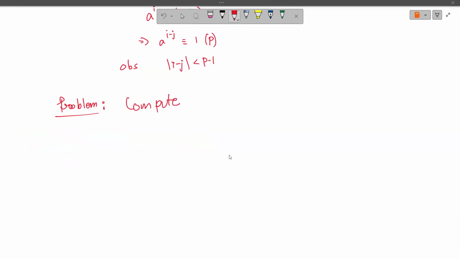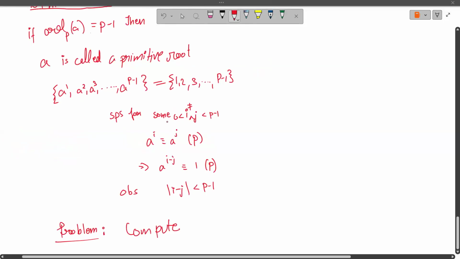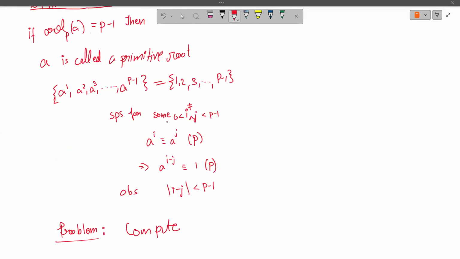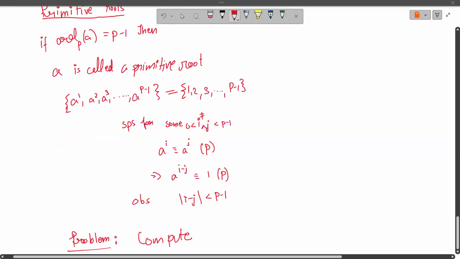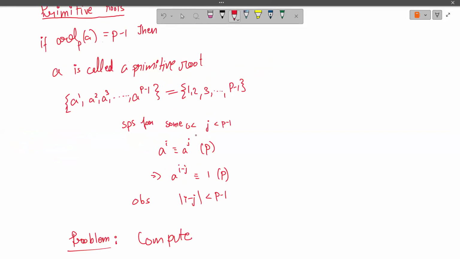Then that implies this one mod p. Oh wait, is this not clear? Should I repeat this? Yes, I should repeat this. Okay. So let me change some conditions. If you get two different i and j of these two which are equal, then is this equation clear to everyone? The one I am circling right now.